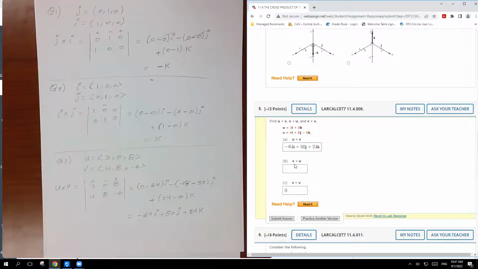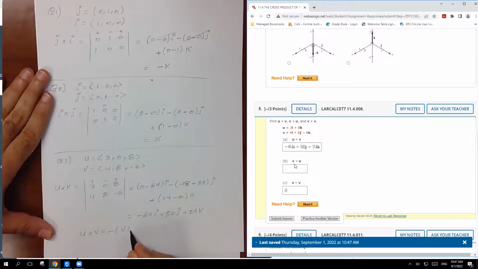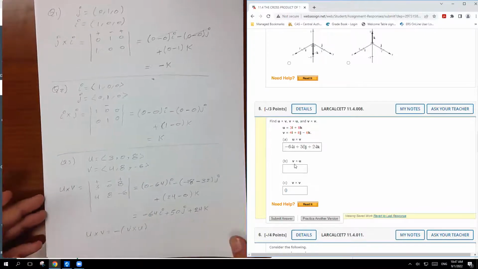Now remember there is a theorem. It says u cross product with v is supposed to be negative v cross product with u. Let's check that. If I find the cross product between v cross u, it is supposed to be the same one but with different signs: positive 64, negative 50, and negative 24. Let's check that.